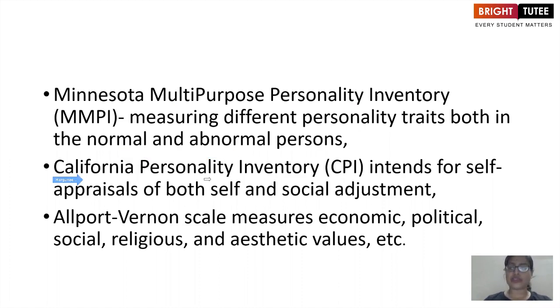California Personality Inventory is an equally famous inventory which is intended for self-appraisals, which means you self-administer it, you yourself answer the questions which are given. It assesses your self-adjustment, that is your personal level adjustment, as well as your social adjustment, how well you are adjusted in your social life. Another one is the Allport-Vernon scale, which measures your economic values, political values, social values, religious values, and even your aesthetic values.